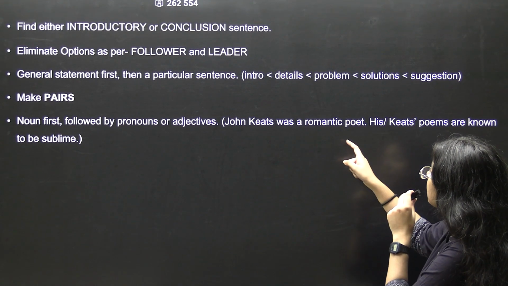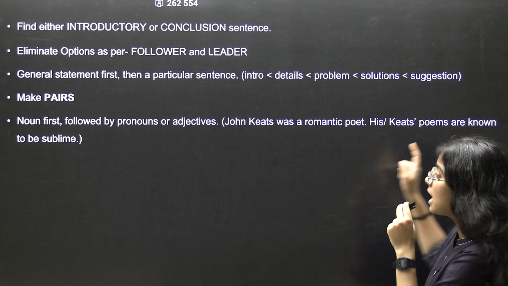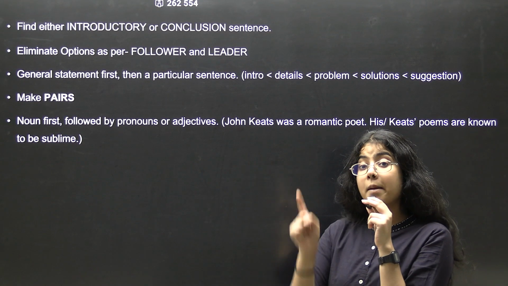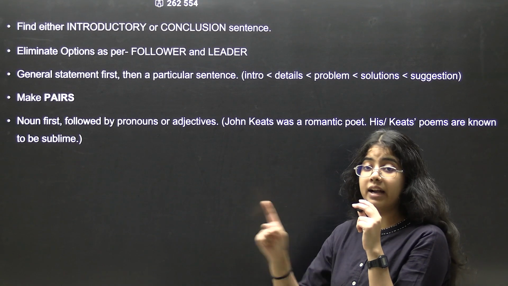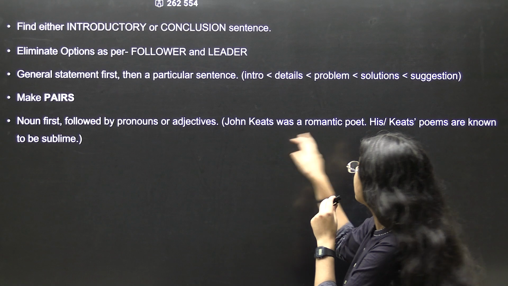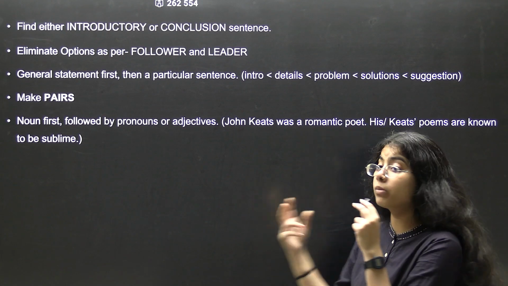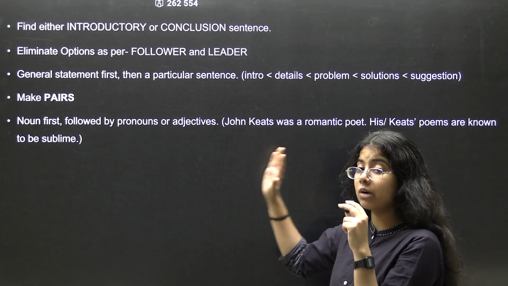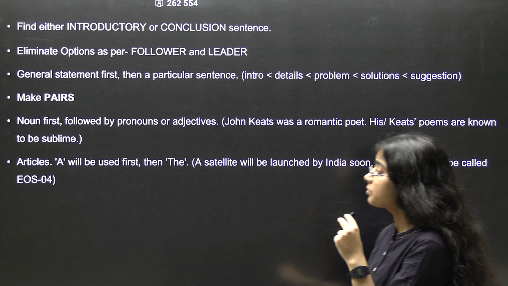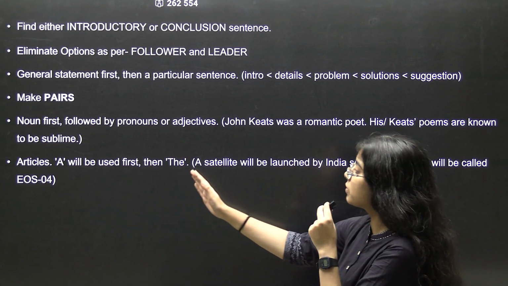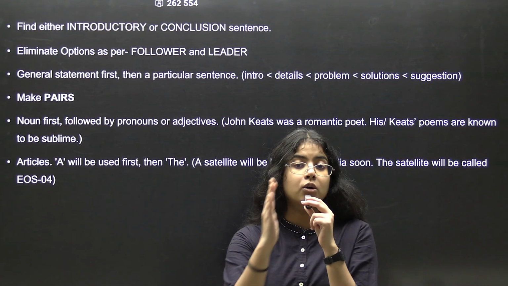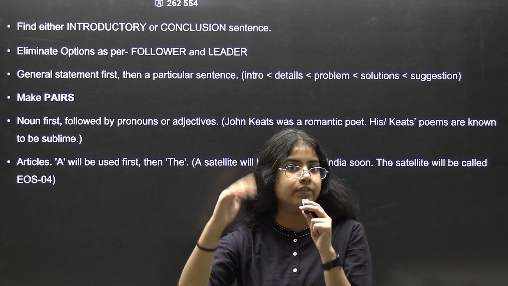John Keats was a romantic poet. His poems are known to be sublime. First his name will come, then his, he, him will come, because who does this belong to? How will I know? So first noun, then pronoun. Next, articles: a will be used first and then the. Obviously, you will go from the indefinite article to the definite article.